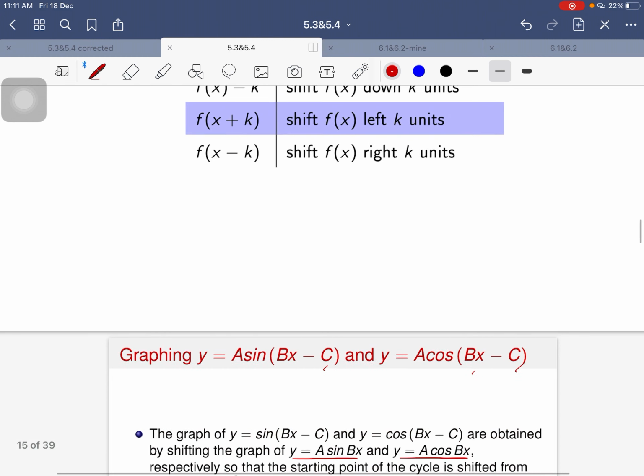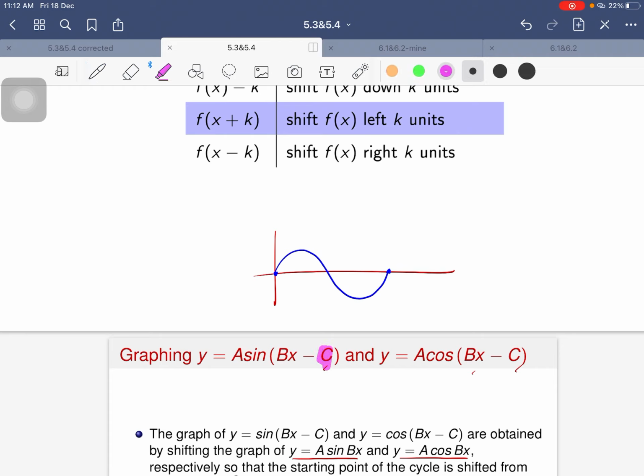So previously, for example, if I have a sine graph, this is how my sine graph looks. It starts at 0 and goes until whatever the value of the period is. But now if we add another component c right here, this c is going to shift our graph left and right.